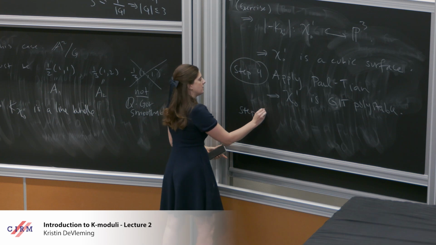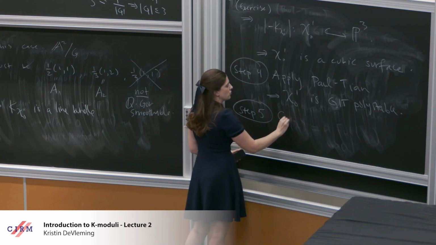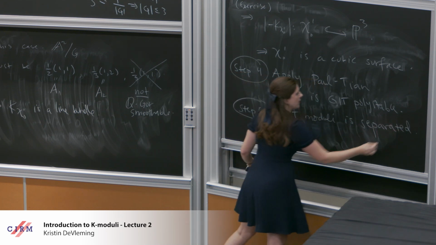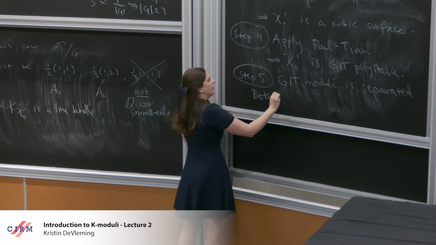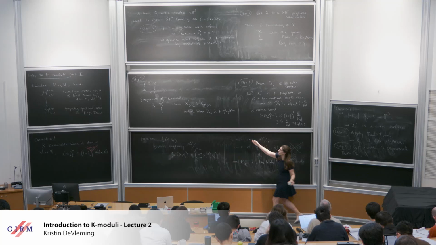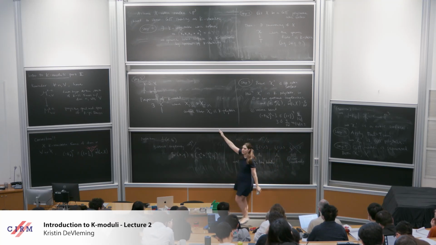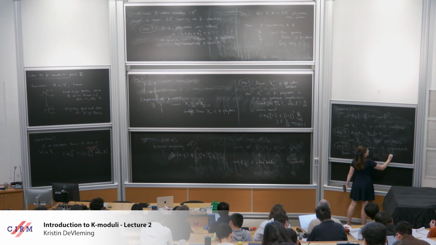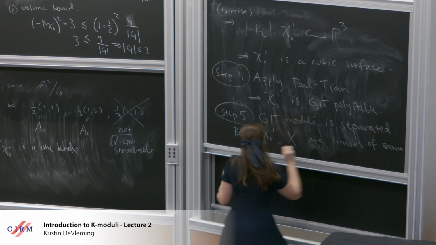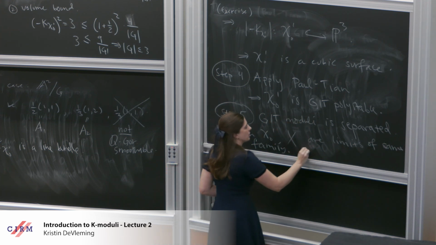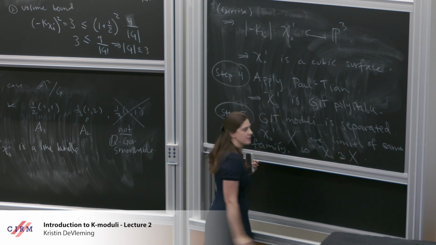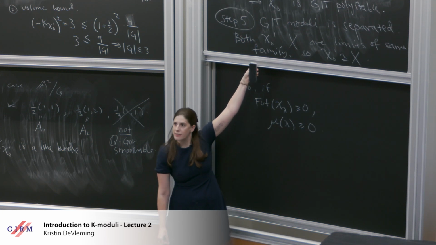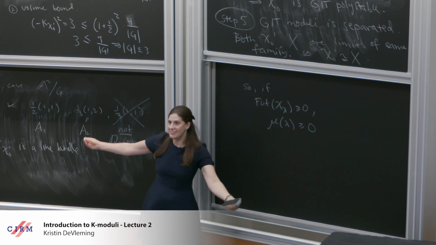And then the last step of this is that the GIT moduli is separated. Both x0 prime and the x that we started with, way back there, were limits of the same family. These families are isomorphic away from that central fiber. So they are limits of the same family, so they must be isomorphic. But x0 prime was K polystable. So that tells me that x originally was K polystable. So we did it. Okay.